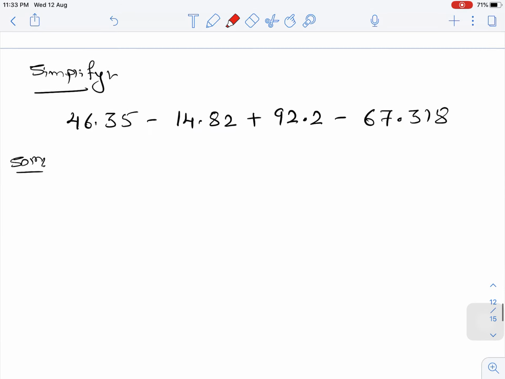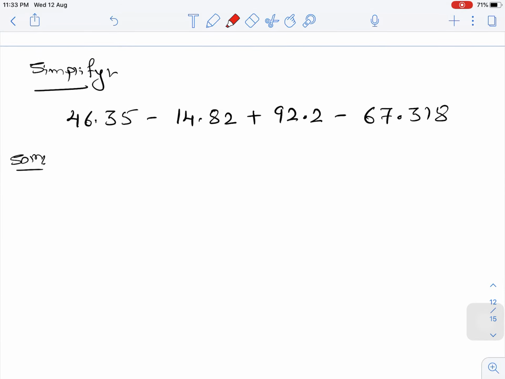Okay. Now let us solve one more example. In this example, what is the condition? You have to simplify. Simplify means you have to write this, and there will be addition also and subtraction also. Now check in these numbers, are they like decimals or not?